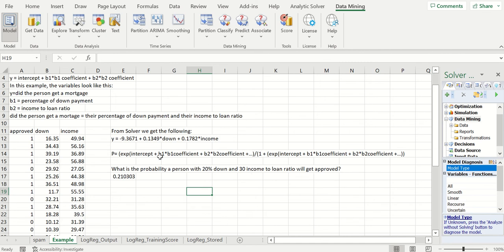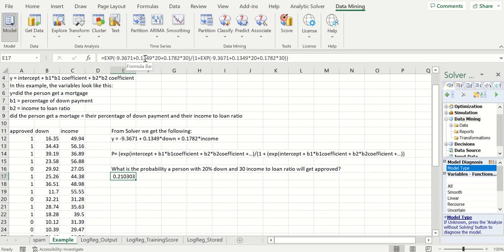So we know our beta, 0.1349. The value that we have is 20%. The beta coefficient for number 2 is 0.1349, and beta 2, which is the income, is 30% income to loan. I'm going to click on this so that you can see the way that the equation comes out. It's this equation here with everything in it.